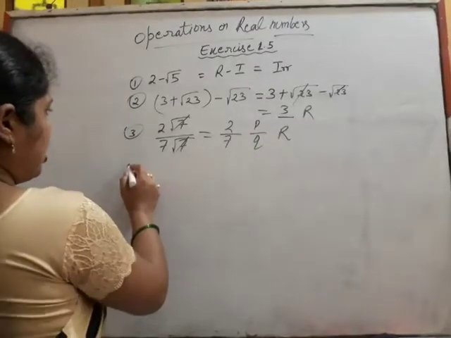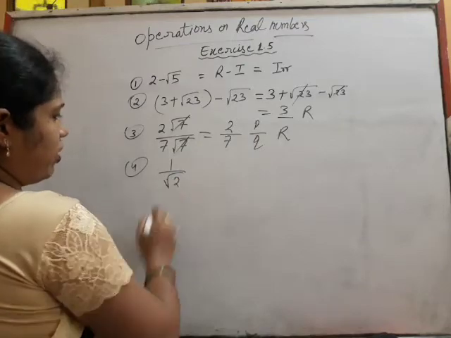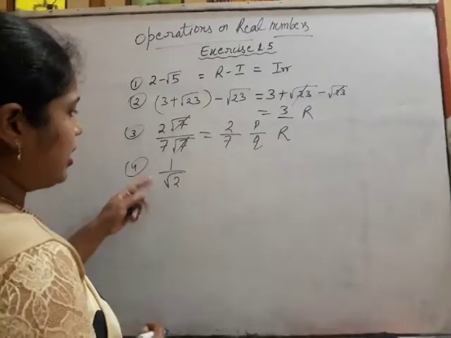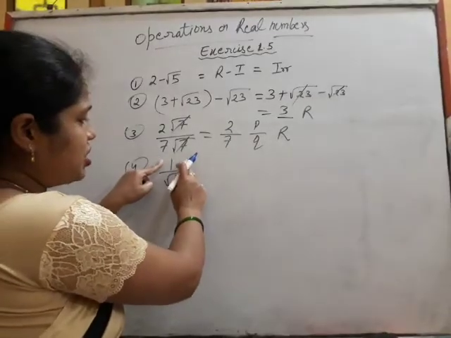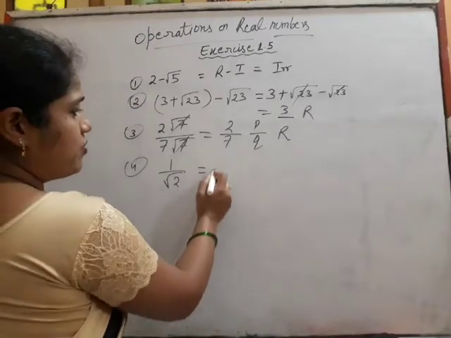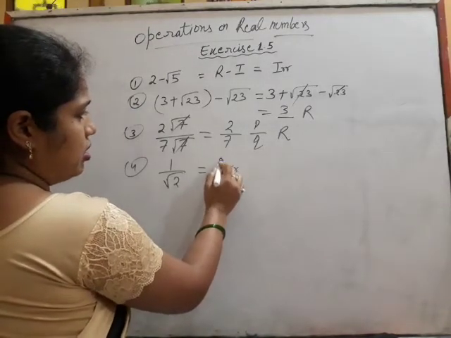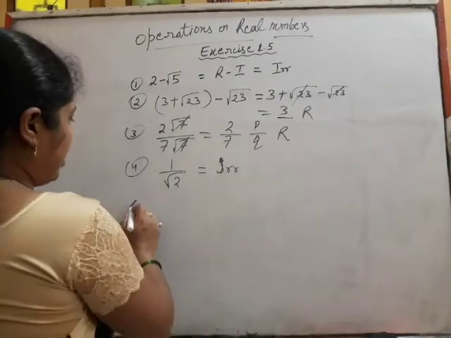Now the fourth one, 1 upon root 2. We have seen that the division of a rational and an irrational number will always give us irrational.